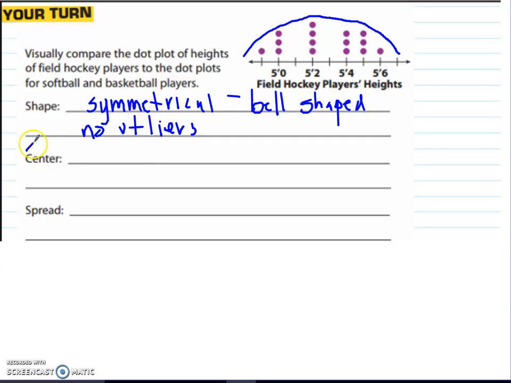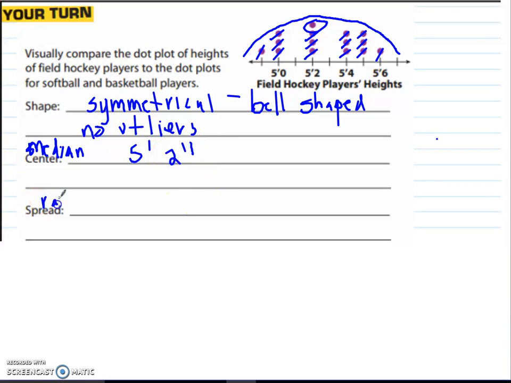Okay, center can be described as the median. To find the median, you cross off till you get to the middle. So 1, 2, 3, 4, 5, 6, 7. So the median for field hockey is 5 foot 2 inches.